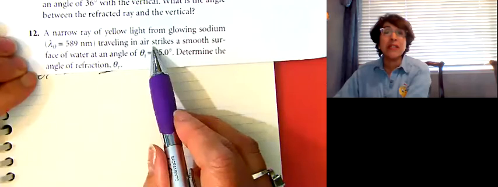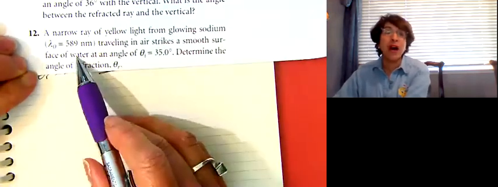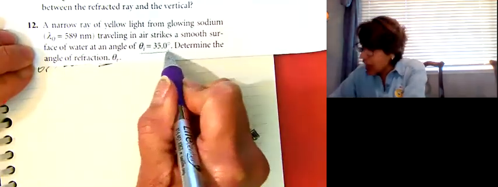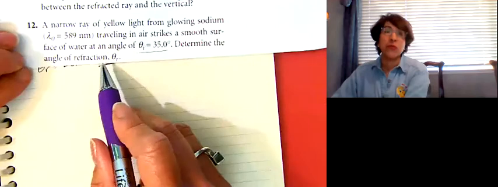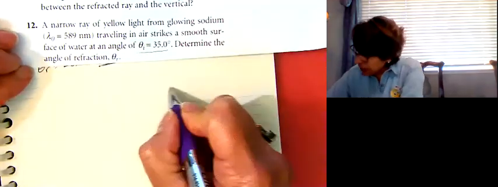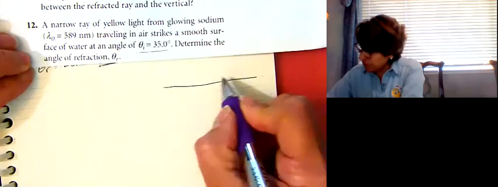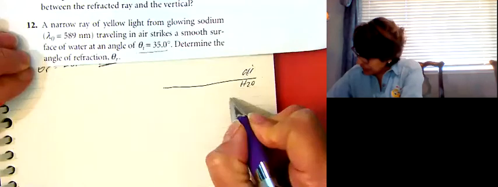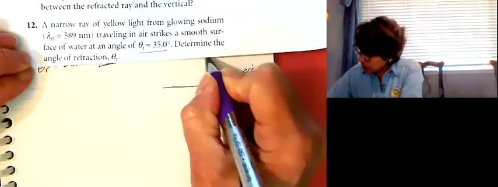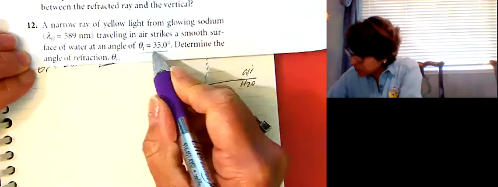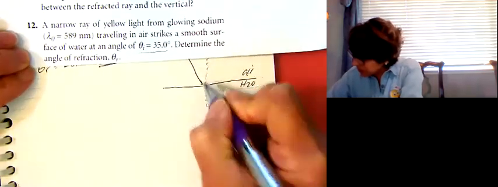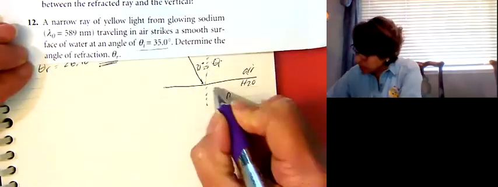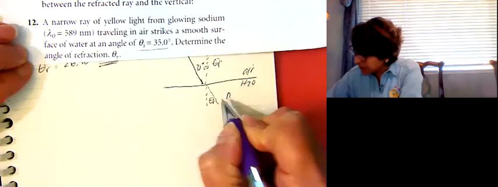Okay. Traveling in air strikes a smooth surface of water. So again, we got air and water at an angle of 35 degrees. And they even put the little I for incidence. Determine the angle of refraction. So we got the same thing, except that instead of white light, it's going to be yellow light. And we have air here, and we have water here. And again, the normal is going to be perpendicular, and we have 35 degrees. Let's say that's 35 degrees. That's my angle of incidence. So I want to know, what is my angle of refraction?